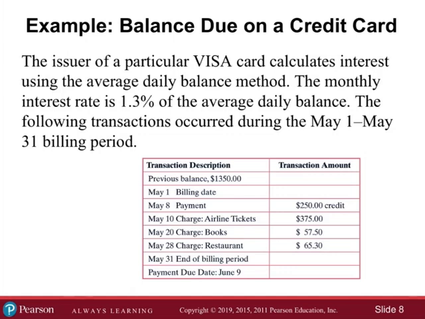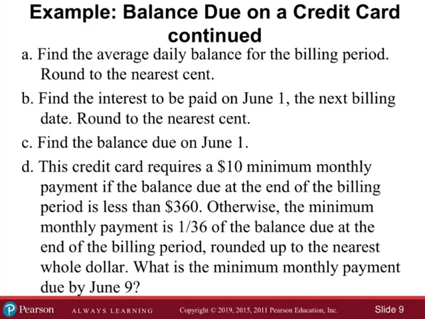The issuer of a particular Visa card calculates interest using the average daily balance method. The monthly interest rate is 1.3% of the average daily balance. The following transactions occurred during the May 1st through the 31st billing period. Okay. So the previous balance, the billing date, payment, $250 credit, airline tickets, books, restaurant, end of the billing period, payment due date. Okay. So did we add that stuff? So we take the previous balance plus those divided by the number of days in the billing period. Is that correct? So find the average daily balance rounded to the nearest cent.